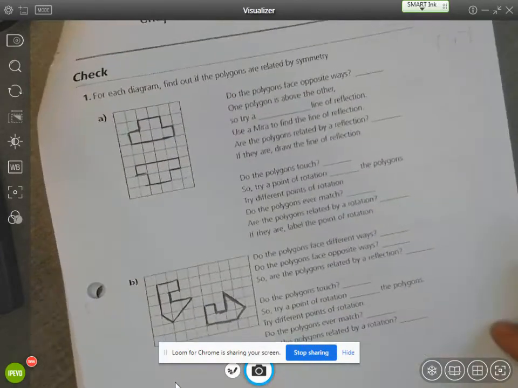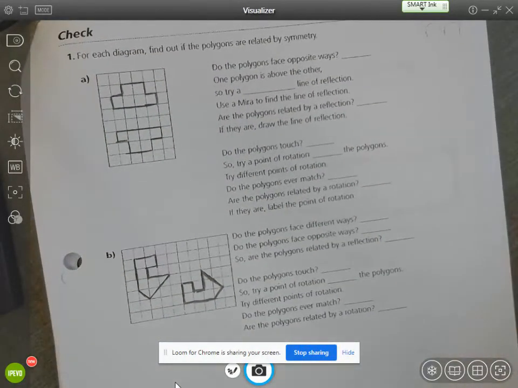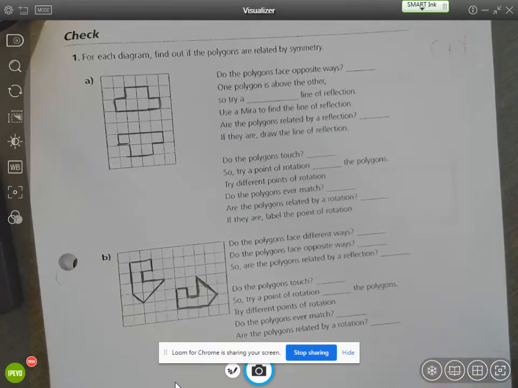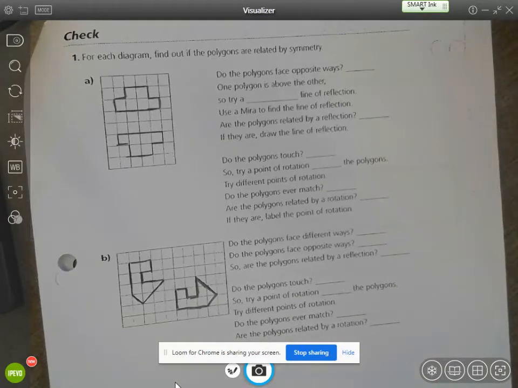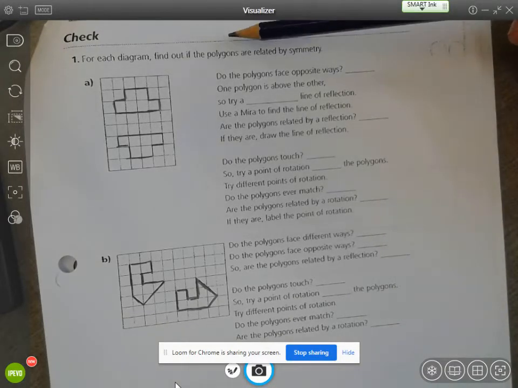So here's a couple of questions for you to try. If you have any questions, make sure you're sending me a message. If you want to pause this and work on it on your own and then come back, feel free to do so. If you would like to just go through it with me, you can do that as well. So for each diagram, find out if the polygons are related by symmetry.